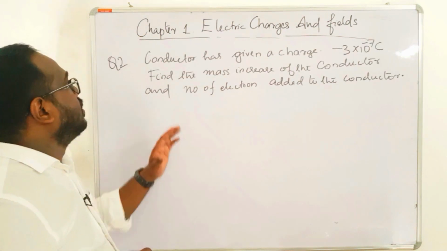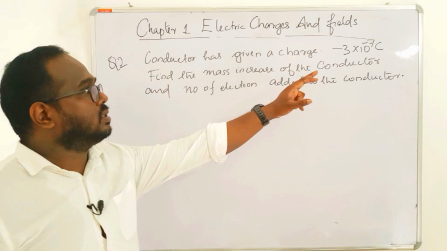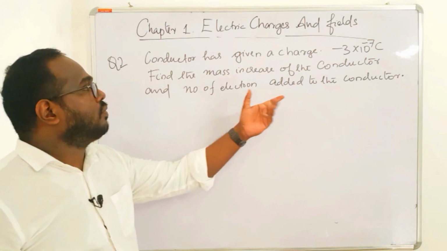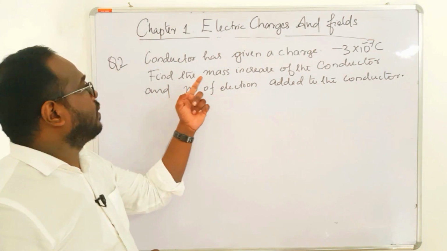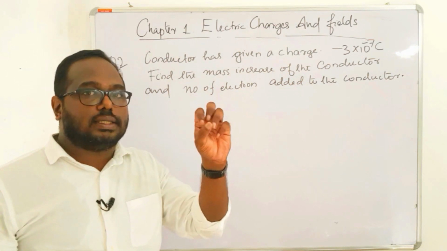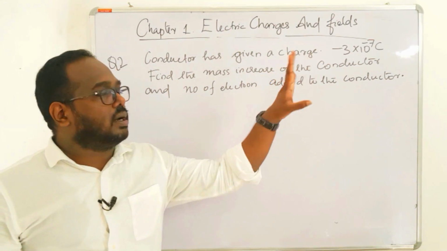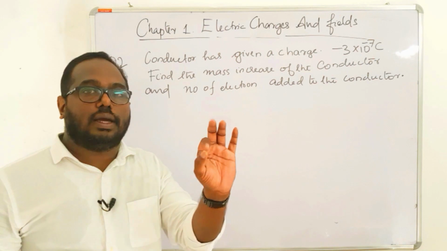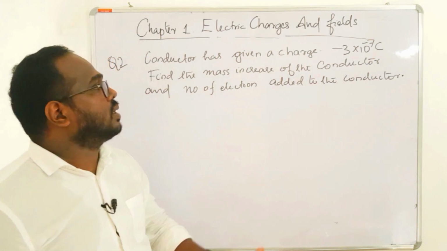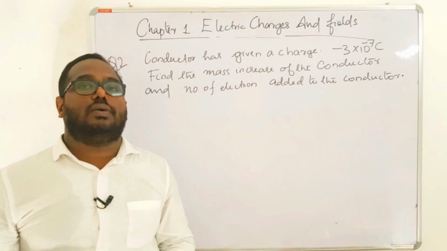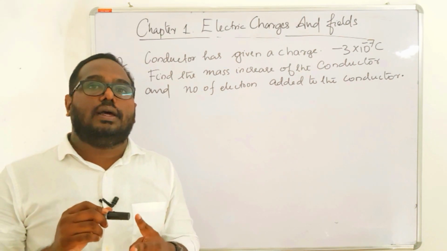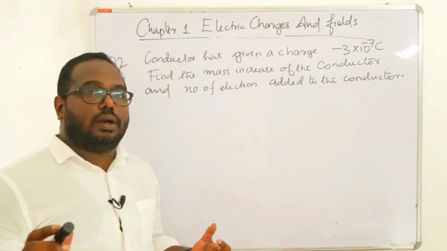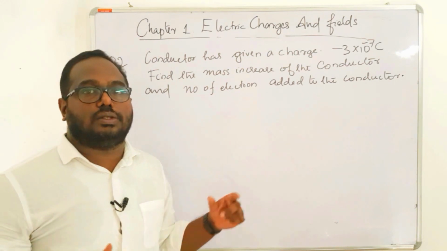So this is our second question. A conductor has been given a charge of minus 3 into 10 raised to minus 7 coulomb. Find the mass increase of the conductor and the number of electrons added to the conductor. These two things you have to find out. When a charge is given, electrons are transferred, so definitely the mass will increase because an electron has mass. So you have to find the mass increase and the number of electrons transferred during this charging process. You can pause the video and do the calculation on your own, and finally check the answer with this.